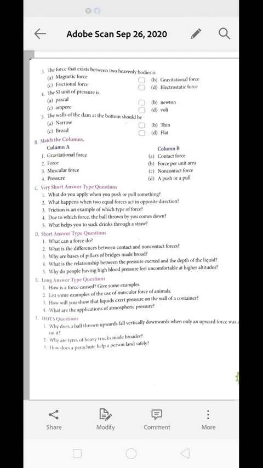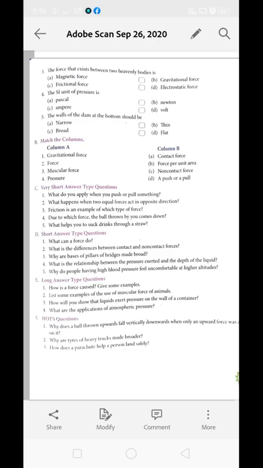Next, fifth number question, why do people having high blood pressure feel uncomfortable at a high altitude area? Because at a high altitude area, the air pressure is low and the person who is already suffering from high blood pressure has high blood pressure inside their body. Okay, so due to imbalance between the body fluid pressure and atmospheric pressure, the person is going to feel uncomfortable. Clear?